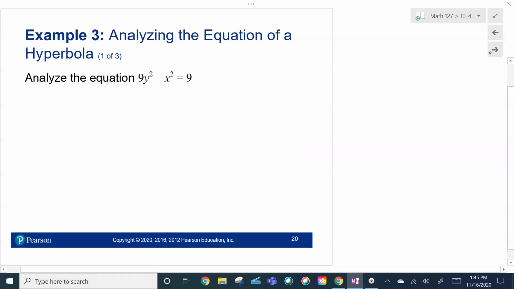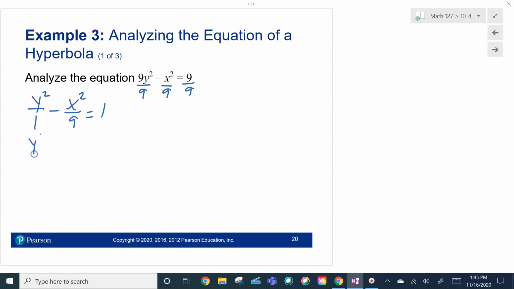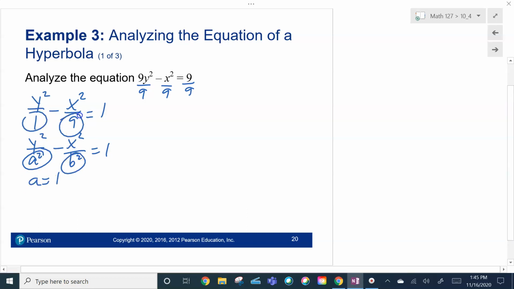Okay, let's work some examples here. So we need this equal to 1, so the first thing I'm going to do is divide everything by 9 here. So I have y squared over 1 minus x squared over 9 equals 1. So this is of the form y squared over a squared minus x squared over b squared equals 1. So I know this thing opens up and down. Since a squared is 1, I know a is 1. Since b squared is 9, I know b is 3.